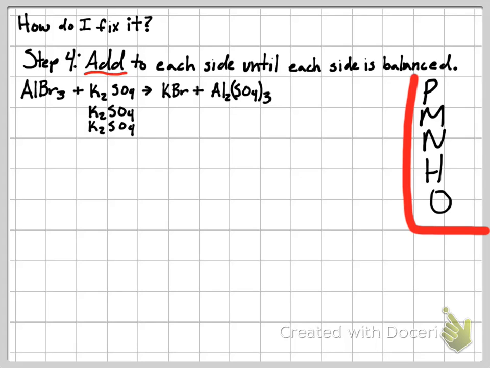So now I have 3 sulfate on the left and 3 on the right. So next move, we say we need to go to our metals. So start at the beginning with aluminum. Aluminum, I have 1 on the left and 2 on the right. So I have to make sure I have 2 on the left as well.